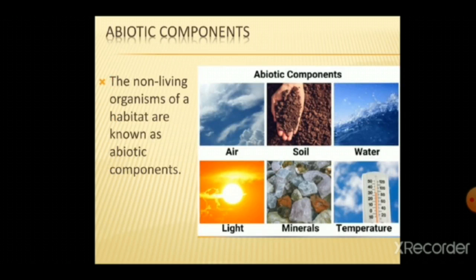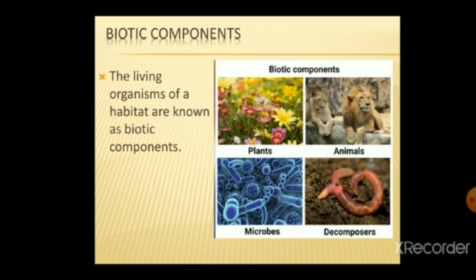The examples for abiotic components are air, soil, water, light, minerals, temperature, etc. Anything which we can categorize as a non-living organism can be included in abiotic components. Biotic components include plants, animals, microbes, decomposers, human beings. In short, all the living organisms are included in the biotic components.